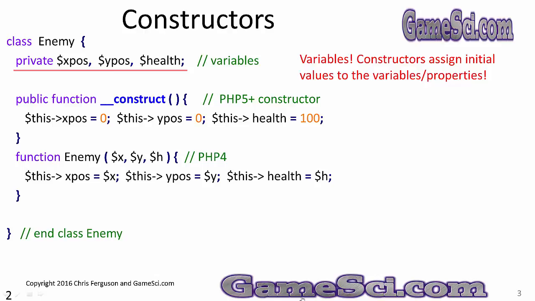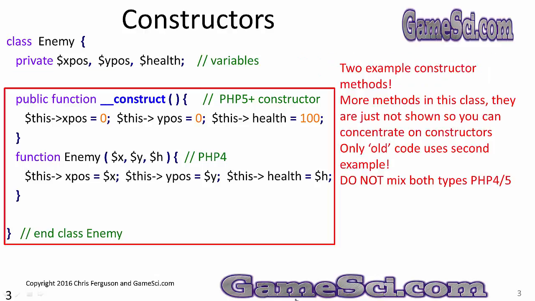Constructors assign initial values to the variables or properties. So you can't get away from them. You're going to have to set values in those. It's not the only job of a constructor to set values in these variables, but it is one of the primary jobs of the constructor to assign values to these variables. Here are two examples of constructor methods.